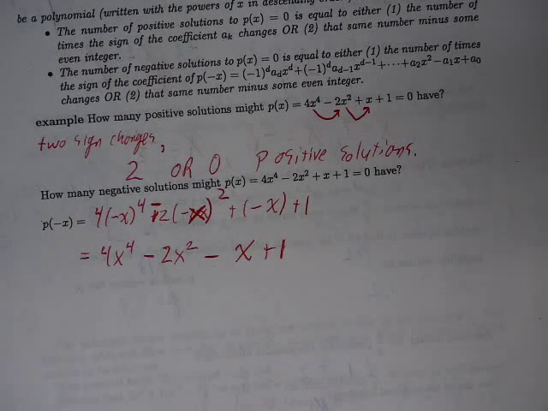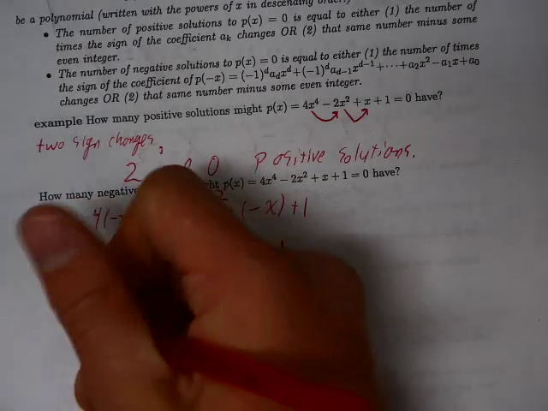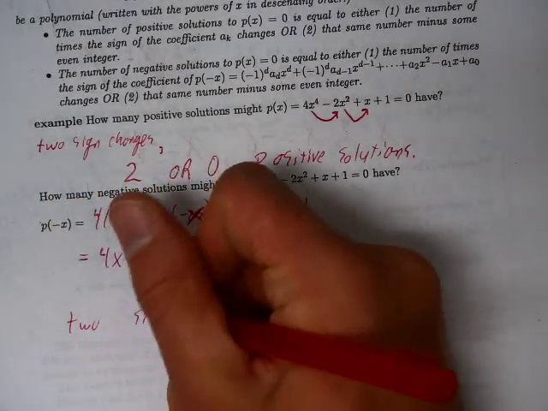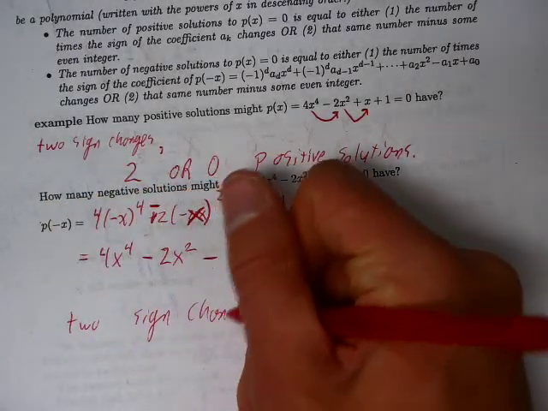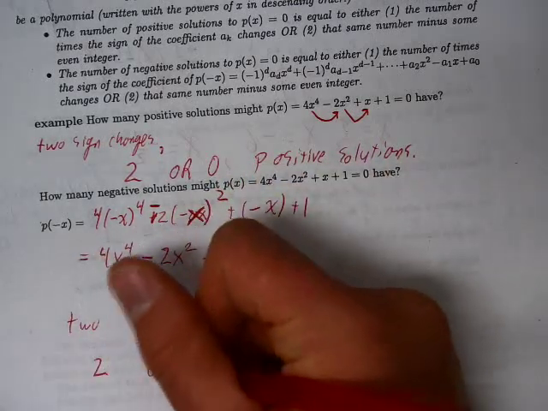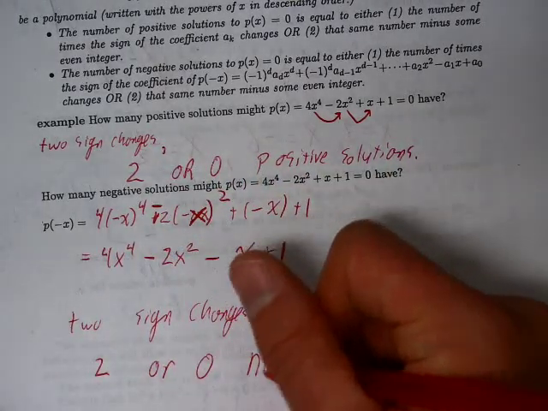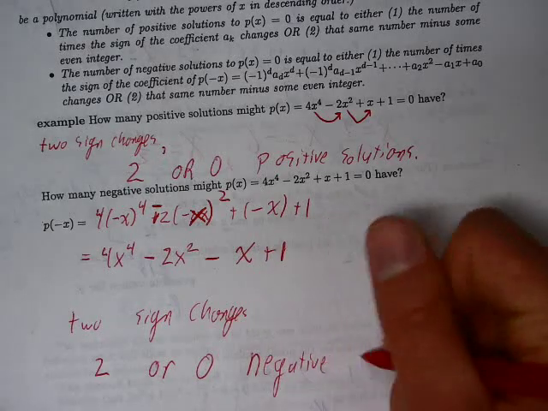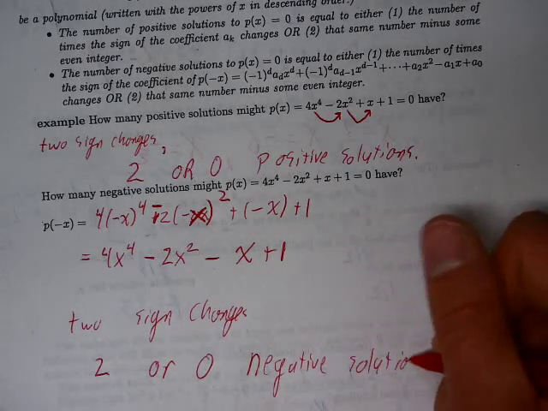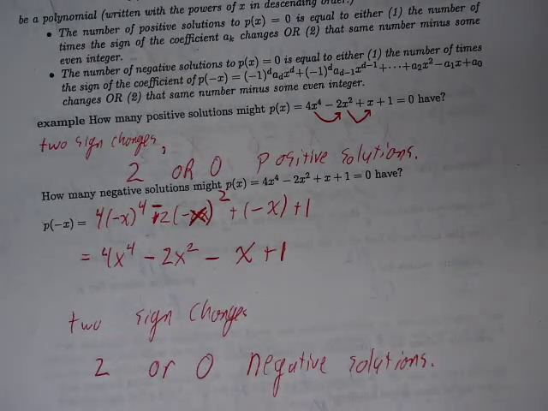Same question: looking at that, how many times does it change sign? Twice. 2 sign changes. So that tells me there will be 2 or 0 negative solutions. Does that make sense? I mean, I haven't given you a reason to believe it, but does what it says make sense?